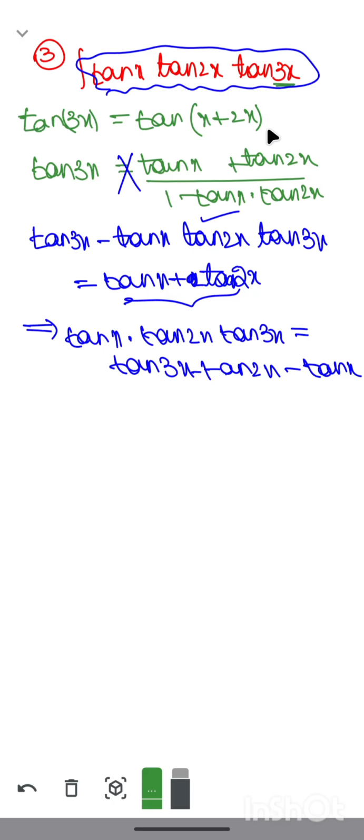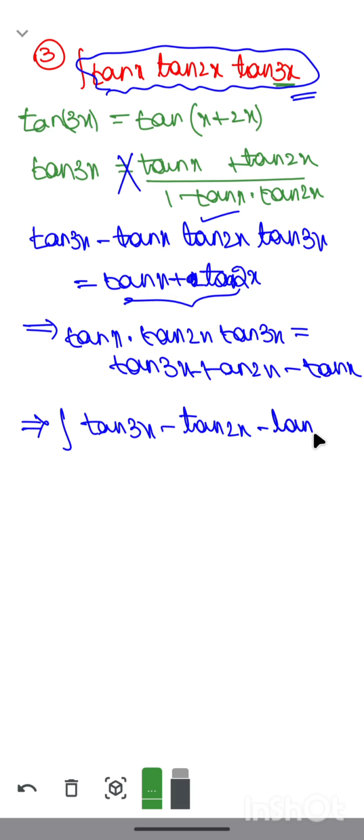Substituting this in the given question, the given question will become integration of tan 3x minus tan 2x minus tan x. Now if I find the integral of all these three terms, we will get the required answer. Hope everyone remembers the formula to find the integral of these three terms.